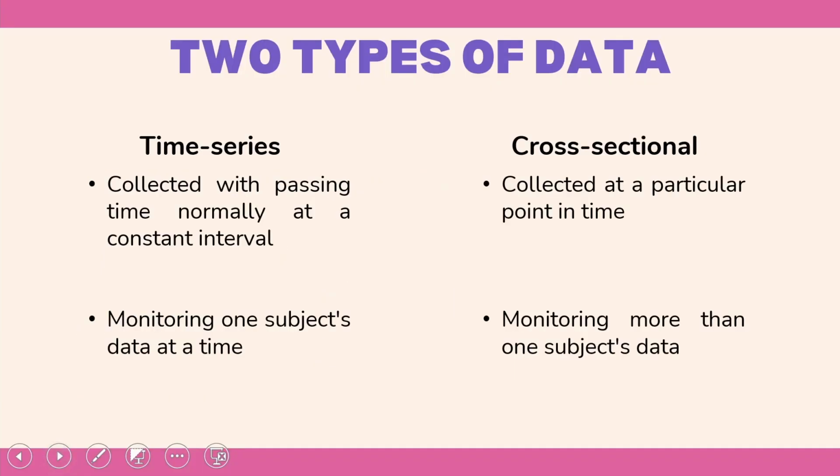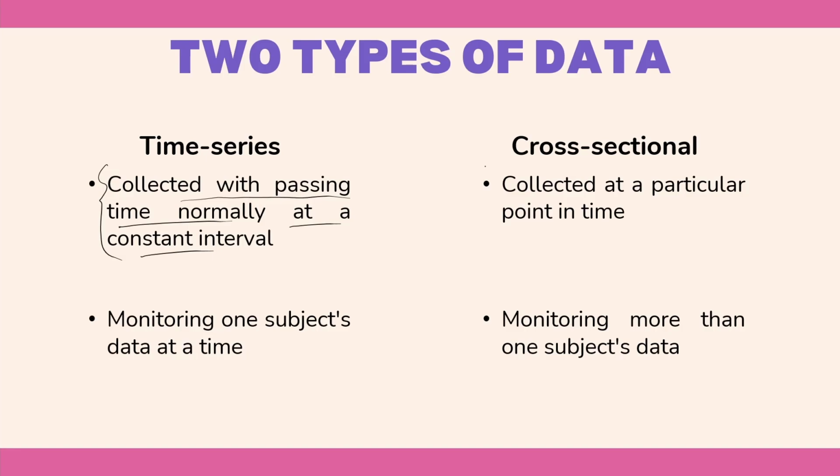So now let us come to the types of data. There are mainly two types of data. One is time series data, another one is cross-sectional data. If you check the differences between these, there are mainly two broad differences. One is the very basic definition: time series data is collected with passing time, normally at a constant interval. That means, for example, you are collecting data every day. So day is your time, and along with the timeline you are collecting the data.